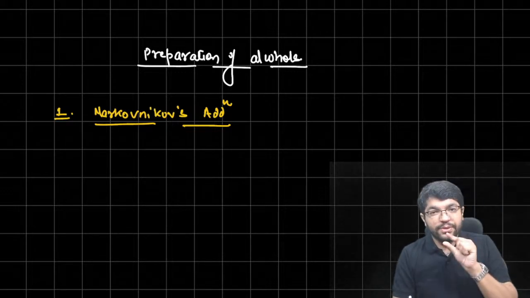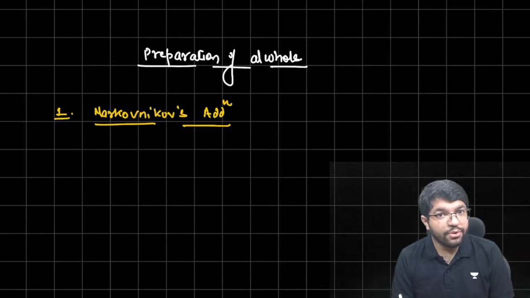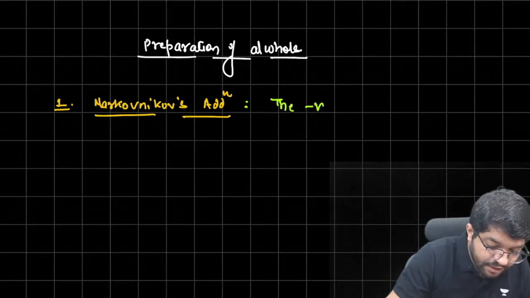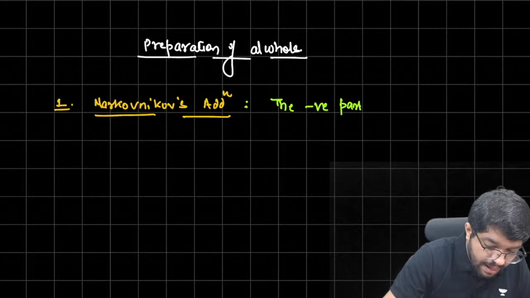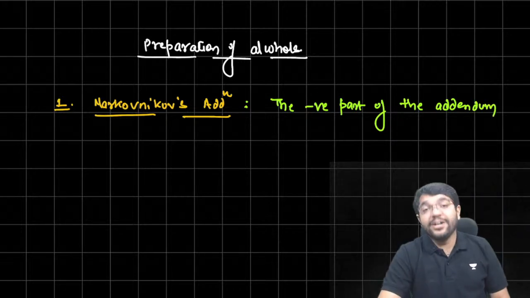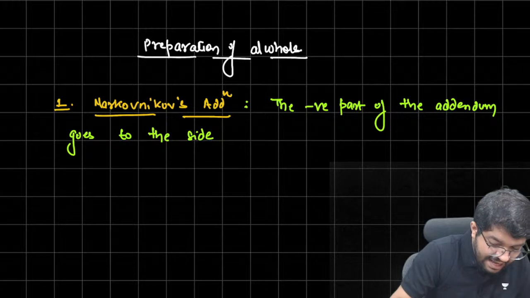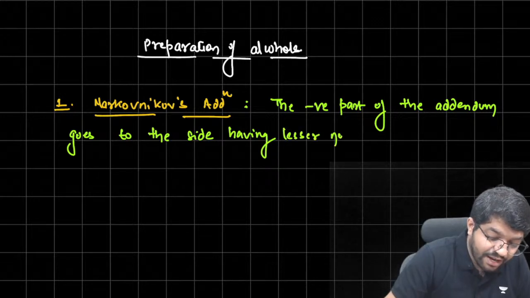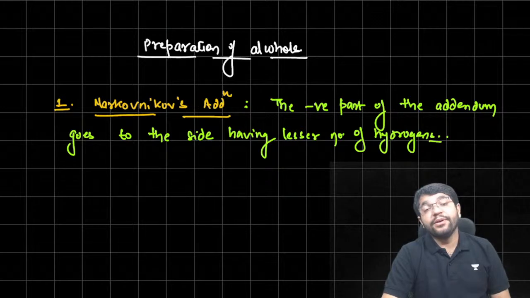Although it's covered in class 11 hydrocarbons, since we are dealing with it for the first time here, let us cover that rule also. How is it defined? It goes in a manner that the negative part of the addendum goes to the side having lesser number of hydrogens. This is very, very important.